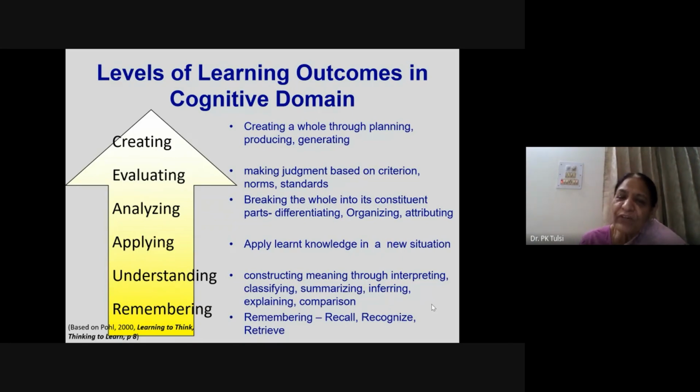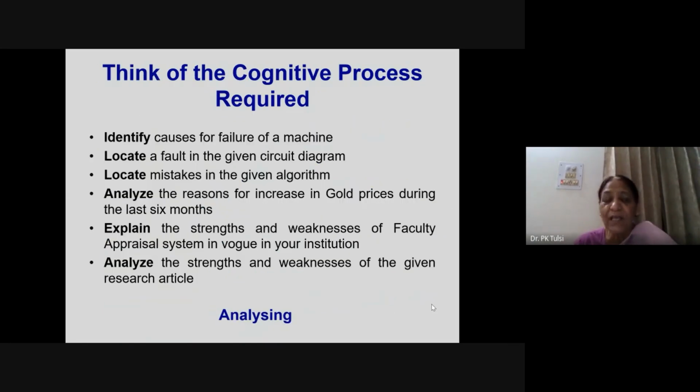So some of the examples here you can see of the learning outcomes which require the cognitive process called analyzing. When somebody has to identify the causes for failure of a given machine. It is not any machine that is available in the book, the causes of failure of a machine. But if it is a given machine, it is identified.